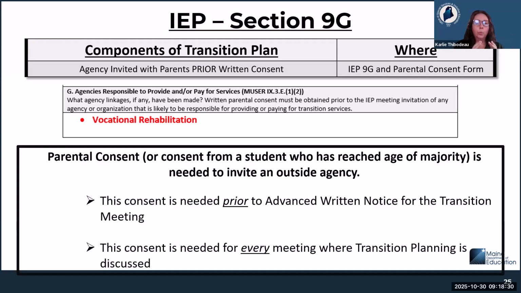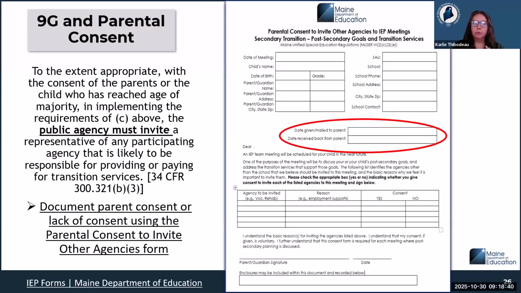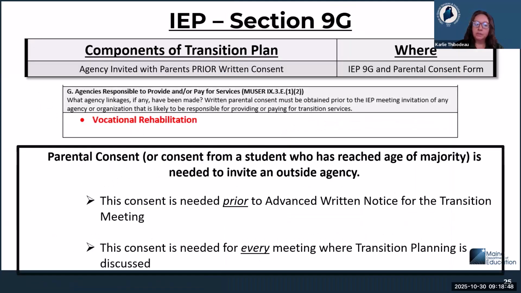What we found when we got into the regulations and really started looking at IDEA and MUSER was that the public agency must invite this representative if there is a representative involved. So what that means is we will look at section 9G. And if 9G has an agency listed, then we will look for all of these other things. This only happens if you have someone listed in 9G.